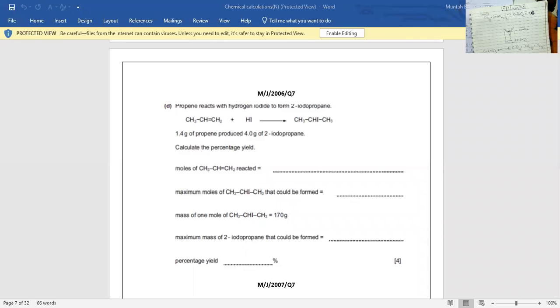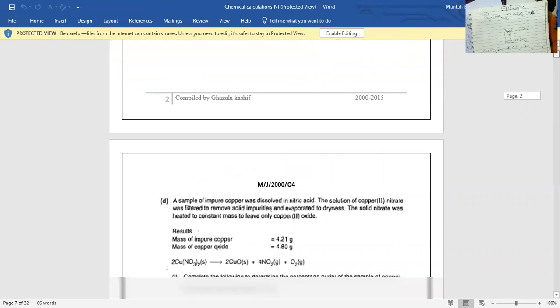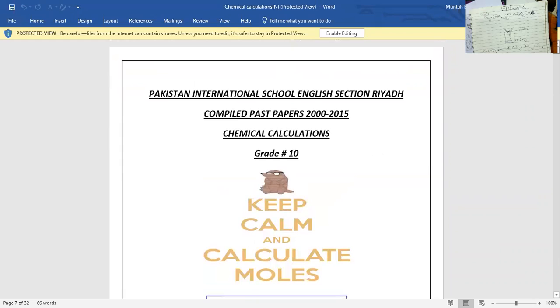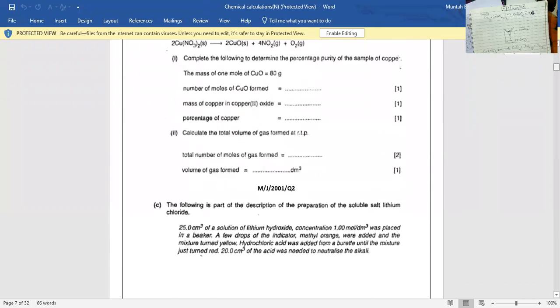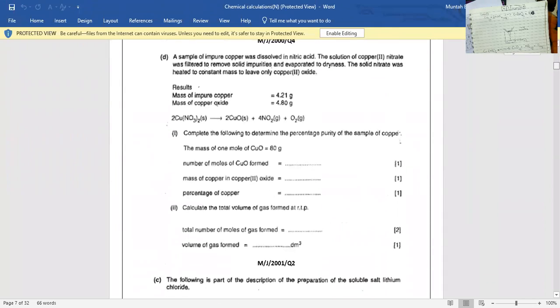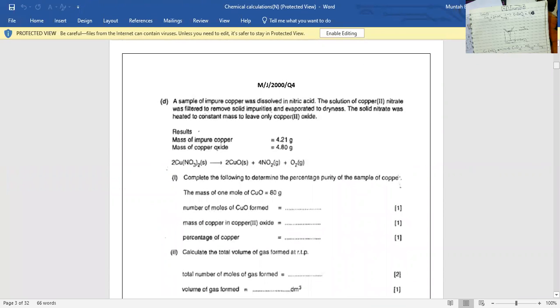Okay, so let's read the question first. The first question is, are you guys with me? I cannot hear any one of you. Yes, miss. Okay, so this is the first question: a sample of impure copper was dissolved in, okay, before we start this, is everybody clear about mole? What's a mole?